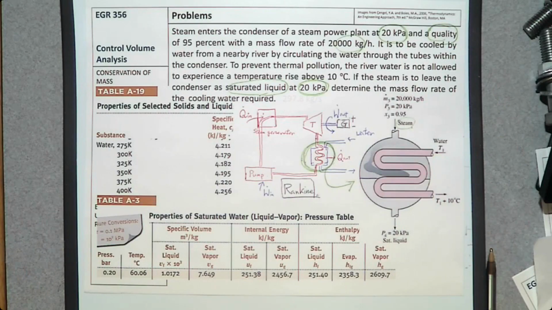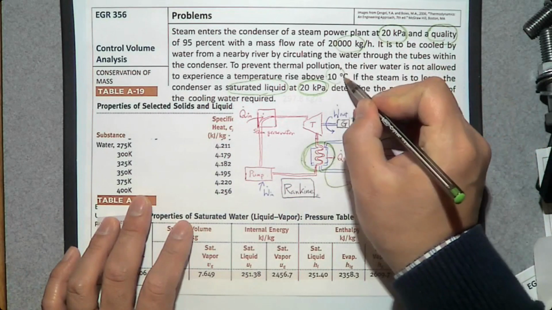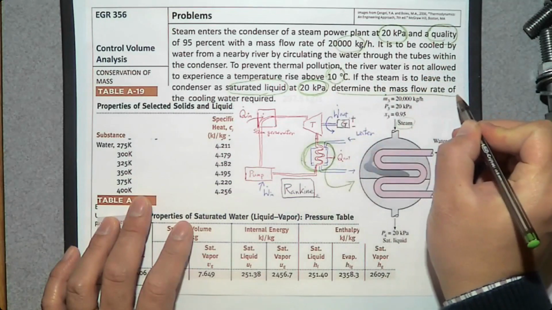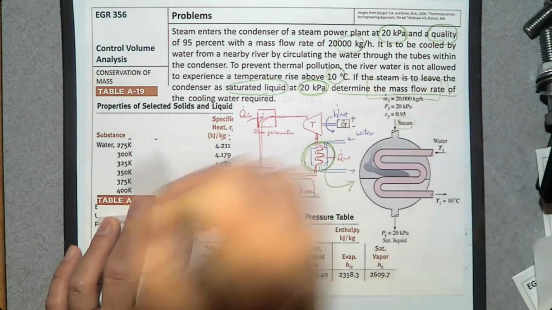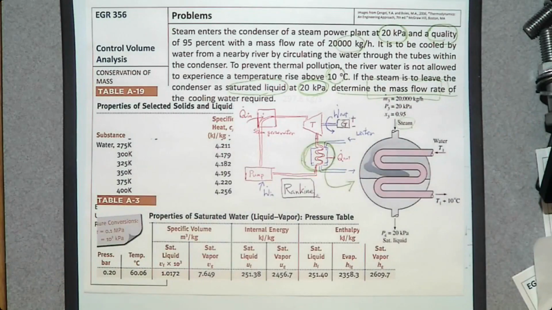Now, what about this cooling water? We know the temperature rise is going to be 10 degrees Celsius, and we want to determine the mass flow rate of this cooling water. That means we need to use the energy balance equation for this heat exchanger to determine the mass flow rate. So let's do that.